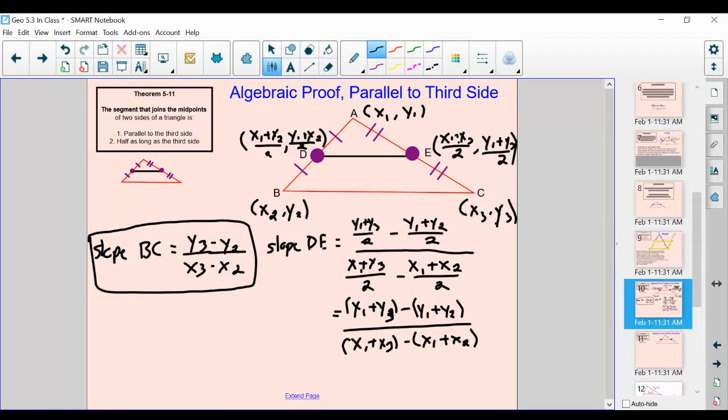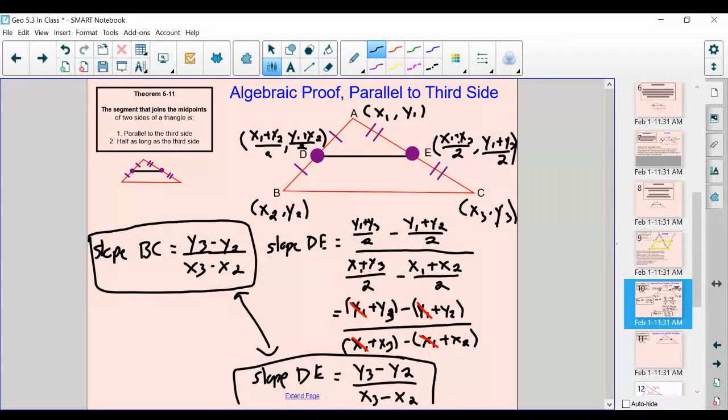Well, you might see something here. In the numerator, y1 minus y1 cancel out. Bye-bye. Likewise, in the denominator, our x sub 1's cancel out. Therefore, we just get y sub 3 minus y sub 2 over x sub 3 minus x sub 2 as the slope of DE. And if you notice, they're the same. So algebraically, we just proved that those two segments have to be parallel.